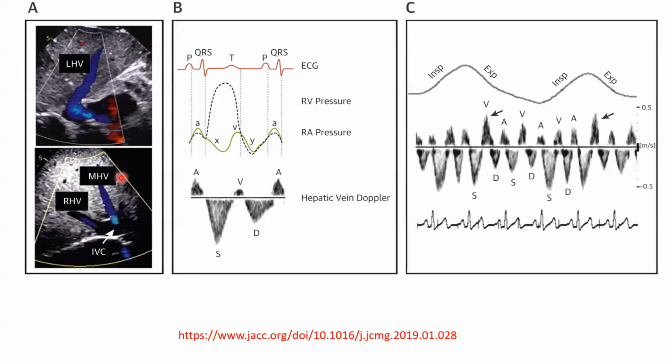So this is a normal hepatic vein, where we're seeing the systole and diastole. When you have constriction, you see systolic reversal in patients with constrictive pericarditis. Pulse Doppler in the hepatic vein should be measured in the mid hepatic vein. So this is the mid hepatic vein, this is the right hepatic vein, and this is the inferior vena cava again.